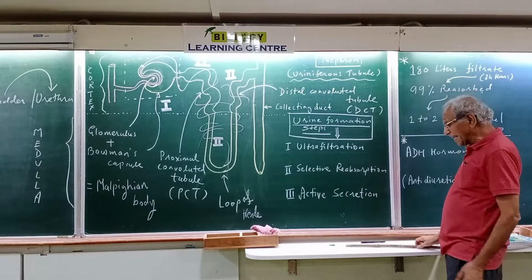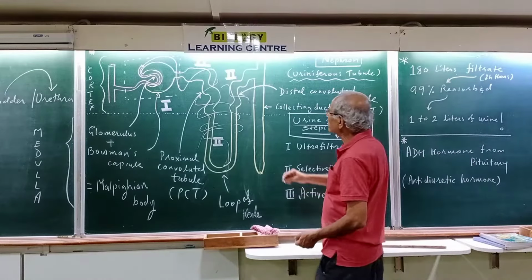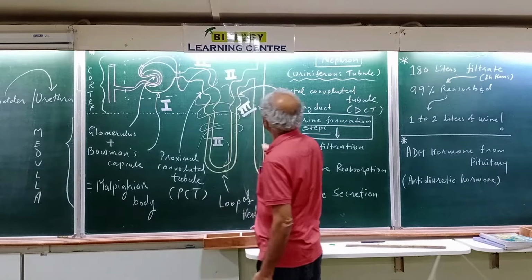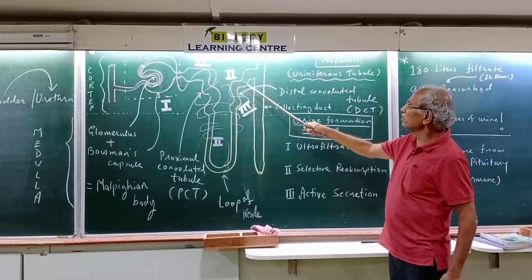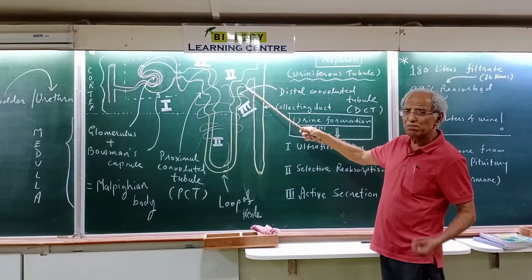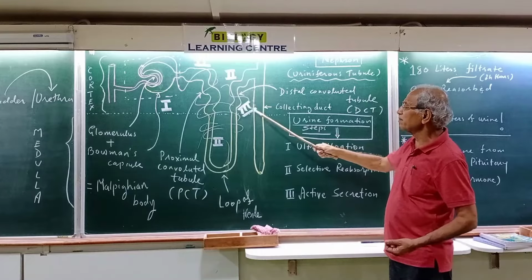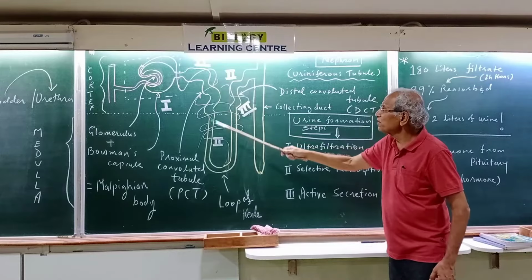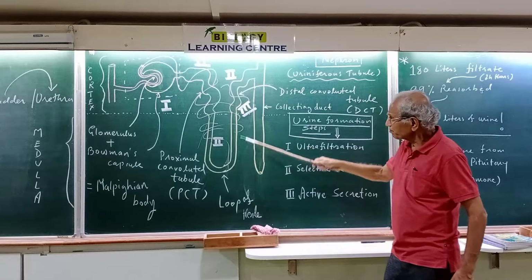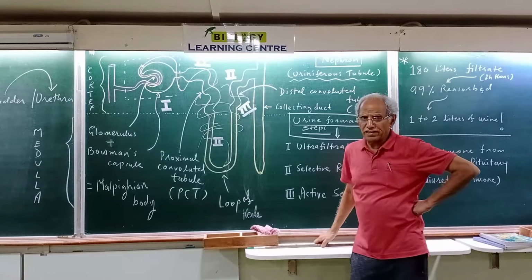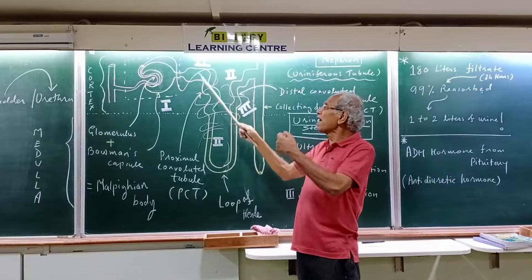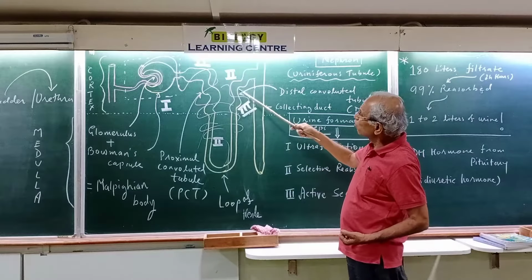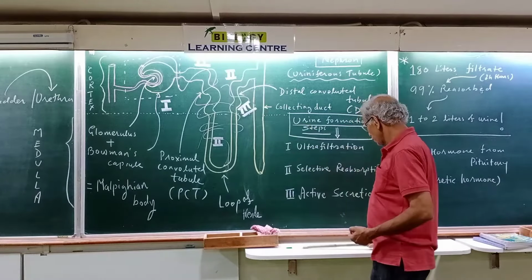Third is active secretion. Most of the active secretion will take place here in the DCT. So in the DCT, the distal convoluted tubule, there is a part of selective reabsorption, and the third step, that is active secretion. It is possible that the filtration process has been less effective, because there are certain things which should have been filtered, but they are not filtered. So from the blood capillaries, they again go back to the nephron.